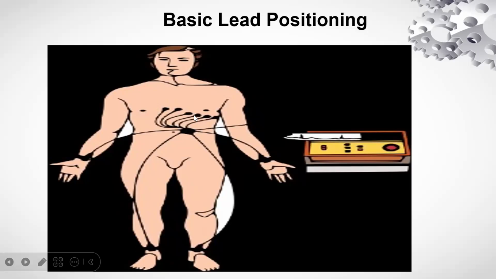Okay, so V4 here is at the 5th intercostal space, mid-clavicular line. In between V2 and V4 is V3. V5 is at the anterior axillary line, at the 5th intercostal space, while V6 is at the 5th intercostal space, the mid axillary line. This is the anterior axillary and the mid axillary. This is how you place your leads for you to record a 12 lead ECG.